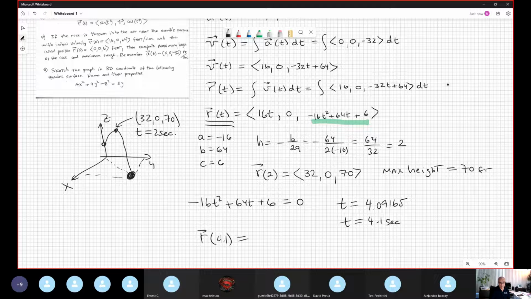So I want to find the position at that time in this vector value function. And the position is, when you plug in 4.1 here, here, and here, it gives me obviously 65, 0, 0. And this 0 is expected, no? Because you enforce the situation to be 0. And 65 is the maximum range.